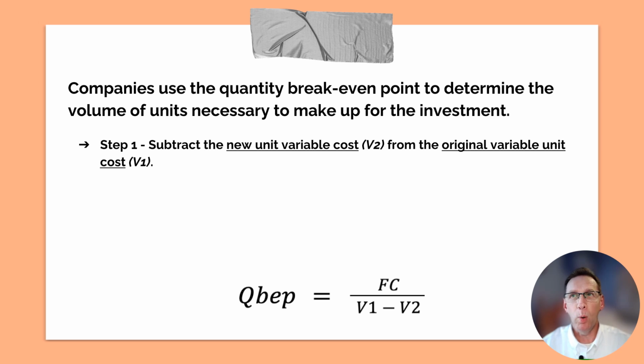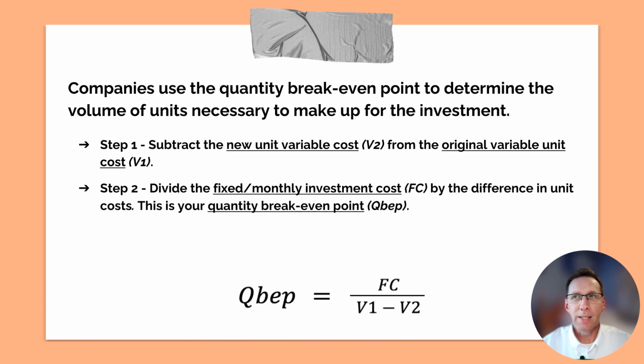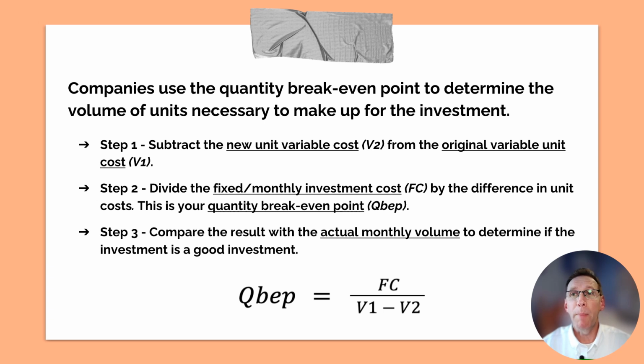So step one is to subtract the new unit variable cost, V2, from the original variable unit cost, V1. So V1 minus V2. Step two is to divide your fixed or monthly investment cost, FC, by the difference in the unit cost after you've subtracted V2 from V1. This is your quantity break-even point. Step three is to compare that result with the actual monthly volume to determine if the investment is a good investment.